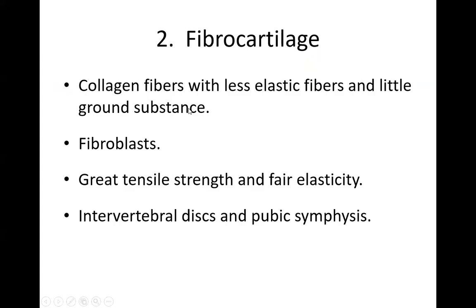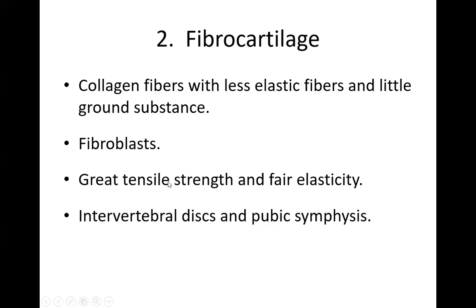There is also fibrocartilage. Fibrocartilage is collagen fibers with fewer elastic fibers and little ground substance. These fibroblasts dump a lot of scar tissue. So when we are injured, we have scar tissue at the injury. We dump a lot of fibroblasts, and the fibroblasts secrete a lot of fiber, TGF beta. This fiber is going to dump on the injury site and elicit healing by fibrosis.